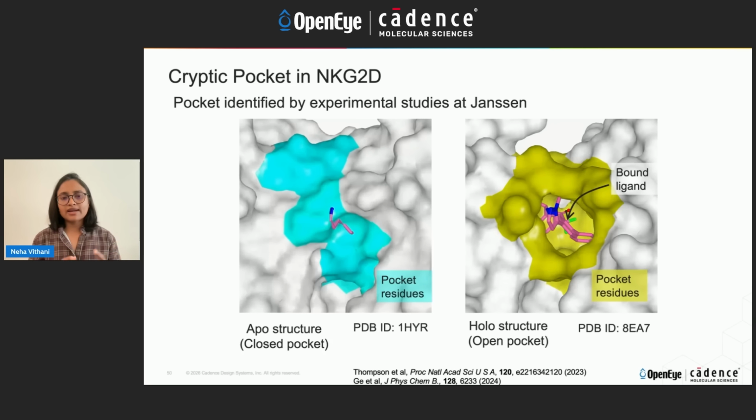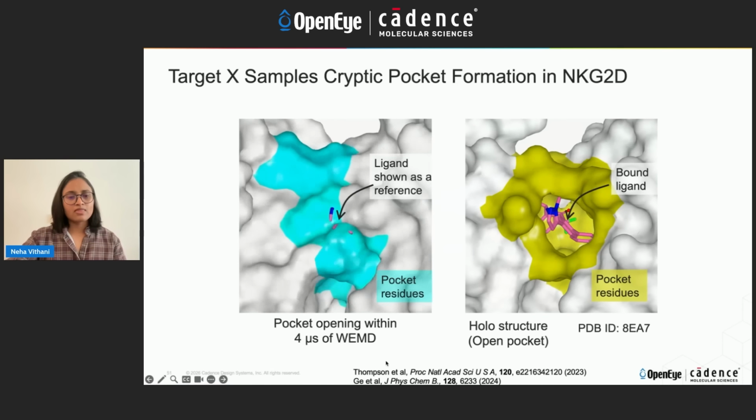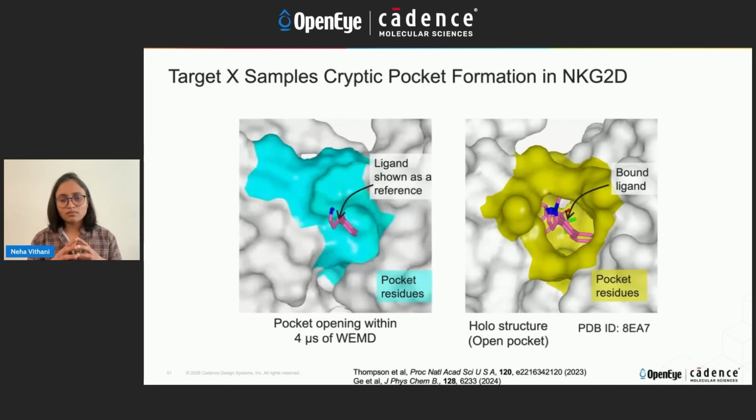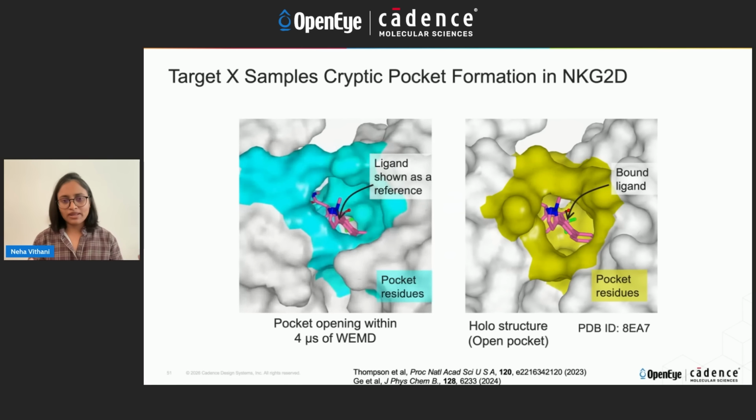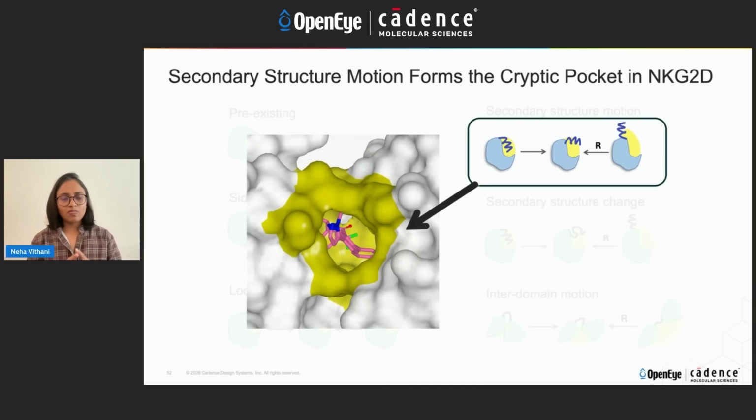We wanted to see if TargetX method can retrospectively predict this pocket if we start from the apo structure. And within 4 microseconds of weighted ensemble MD simulations, we start seeing pocket opening. And TargetX not only samples the pocket opening, it also ranks it by ligandability. This example of cryptic pocket in NKG2D is also that of secondary structure motion among our ENCORE dataset.